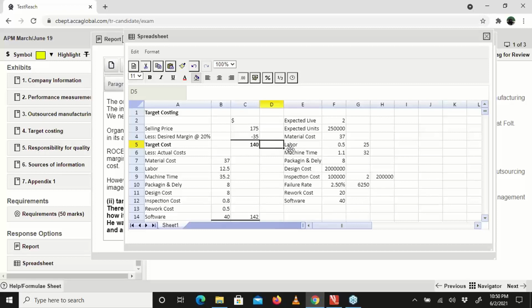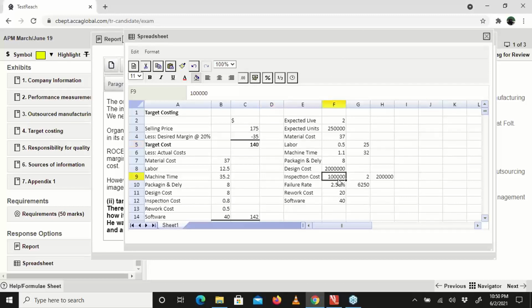Are you still confused? Why am I still getting the confusion? How did you calculate the inspection cost? For me, the failure rate, I calculated 20 into 2.5%. Yeah, that is also okay, Julie. Okay, Juliet. Now, how did you calculate the inspection cost?